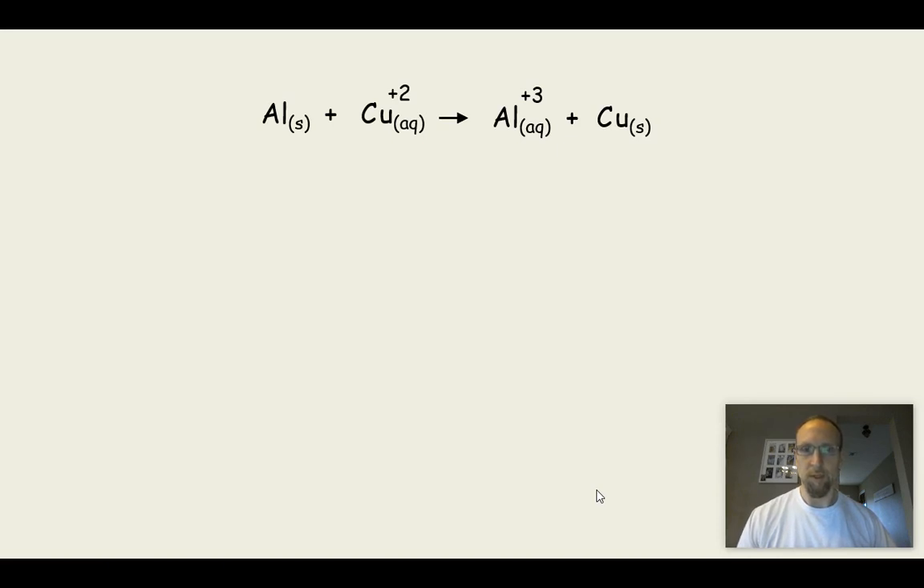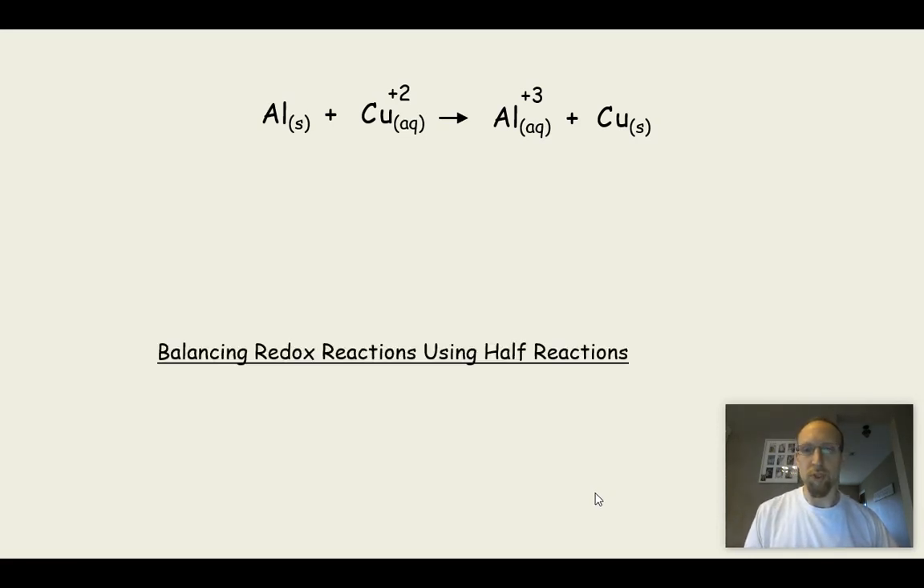So jot this down. Now, let's write our rules down below. Skip a little space over here, because that's where we're going to do our work. And then write down these steps, and we'll go through them one by one. Using half reactions to balance redox reactions.